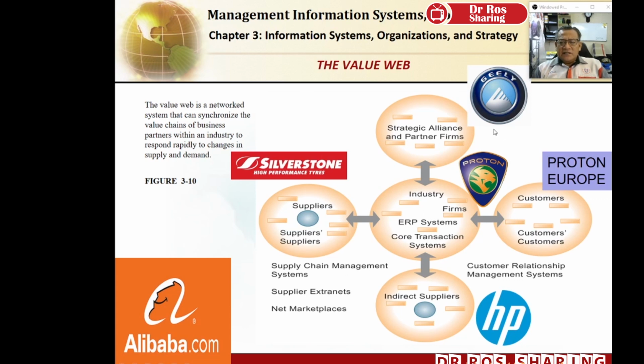So these are all the value web, in which there are links between Proton and Geely, Proton and Silverstone, Proton and its subsidiaries in different continents of the globe, like in Europe, and Proton with the suppliers. So this is what they call a web of value, or value web.